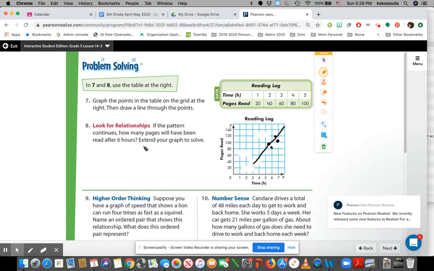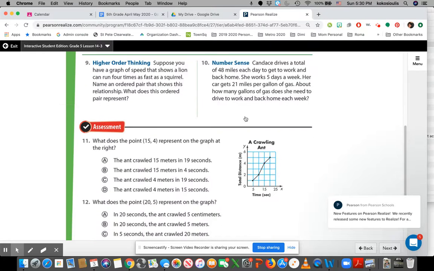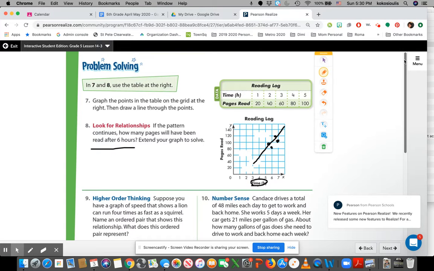And then you're going to look through the patterns and see how much you read after 6 hours. That's your time, right? Okay, and then start thinking about this question in number 10 and 11, 12, and we'll talk about it at Zoom on Tuesday. But that's what I want you to look at this week, okay?